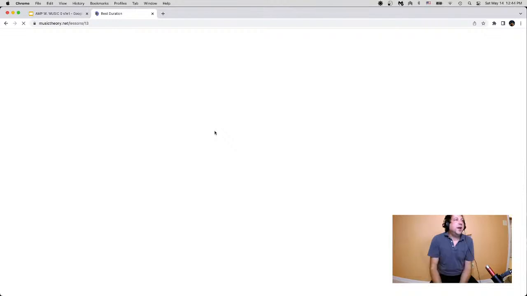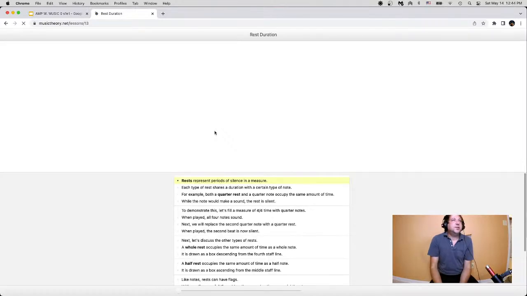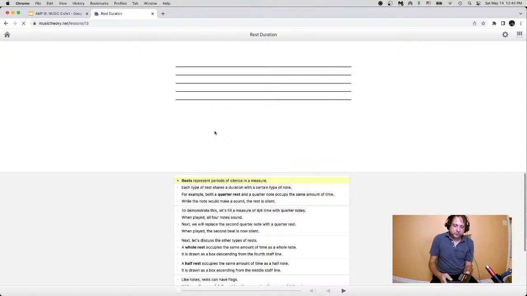Now we have our rests. Basically, you don't play anything. Some space in between whatever notes you have. You can have a measure that's all rest. So these are the different types of rests, and as you can imagine, they work the same way as notes. Make sure you sing, ladies and gentlemen.